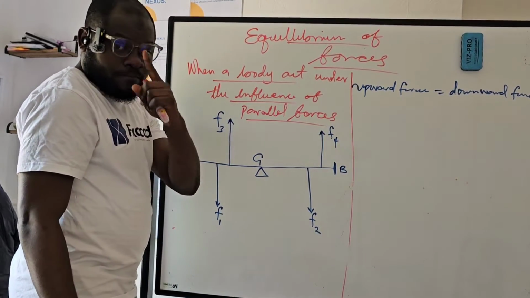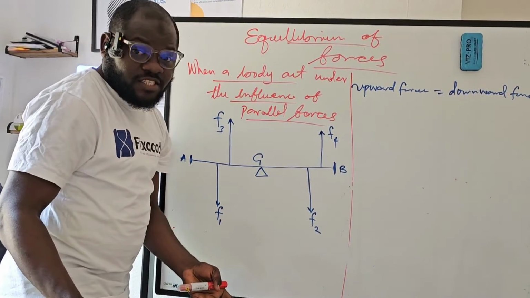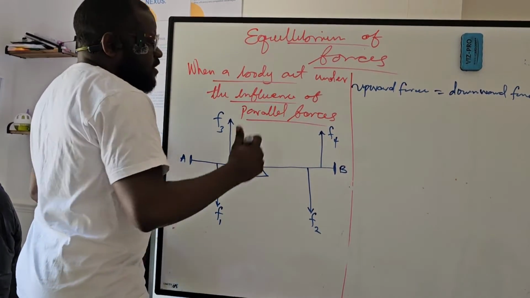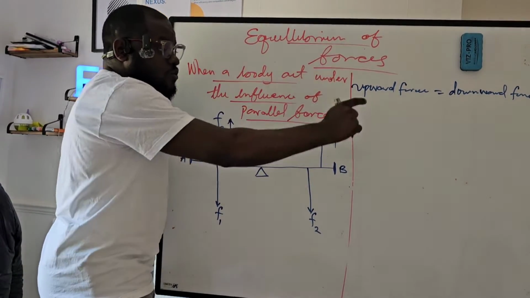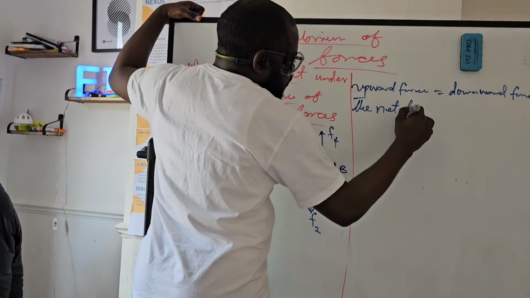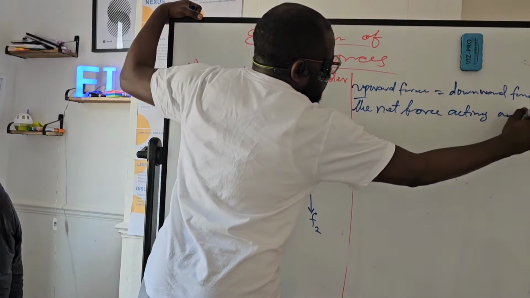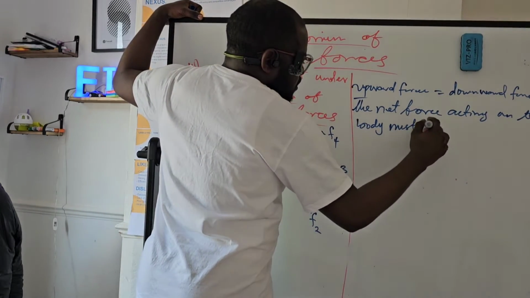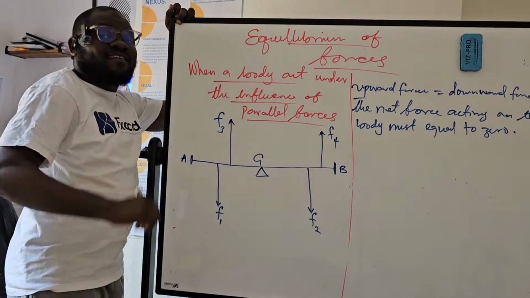That is one condition. Now, I'll tell you when and how to use all these conditions for your calculations. What's the second condition? The second condition is that the algebraic sum of the forces acting on this body must equal 0. That is, the net force acting on the body must equal 0. That's the second condition, guys.